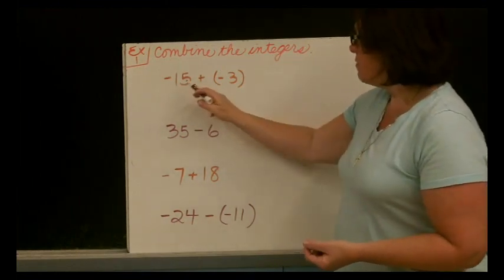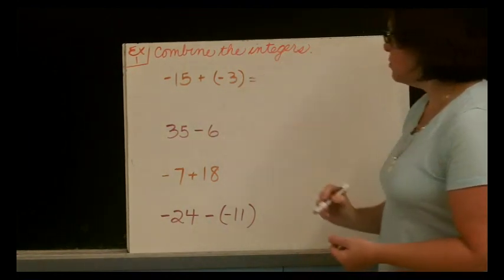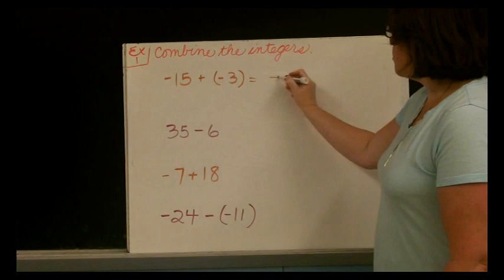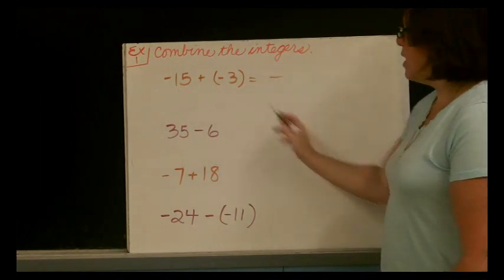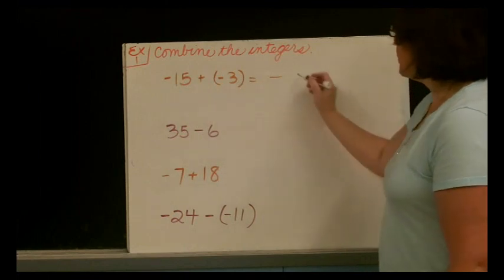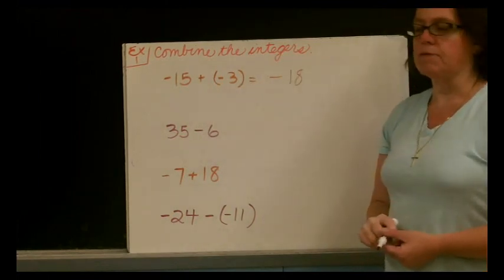When we have a negative 15 and a negative 3, according to our rules, we have 2 negative numbers, which means our answer is going to be negative. And then we add the 2 numbers, 15 and 3. Our result is a negative 18.